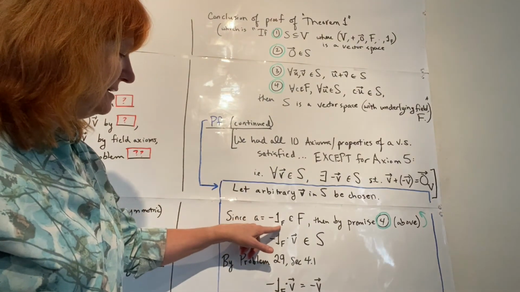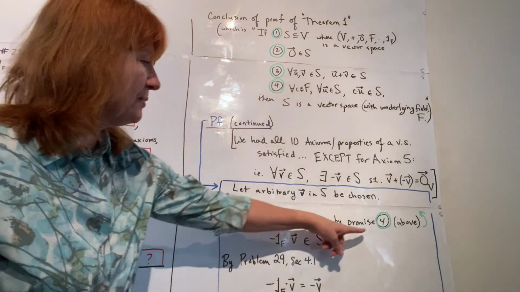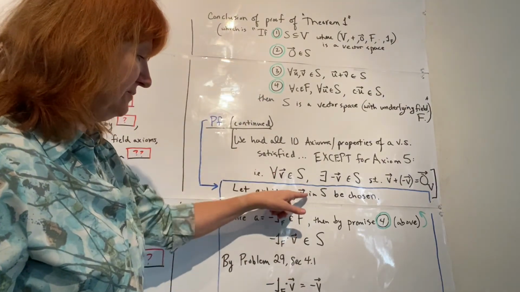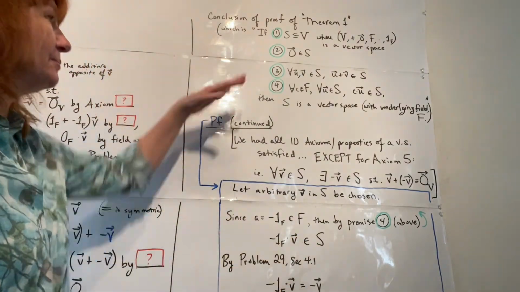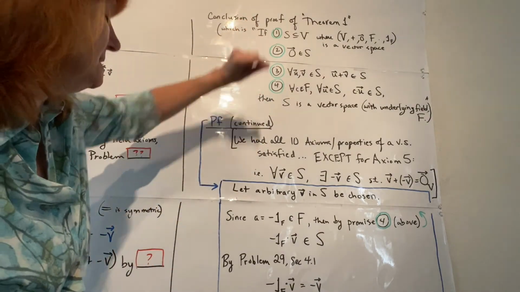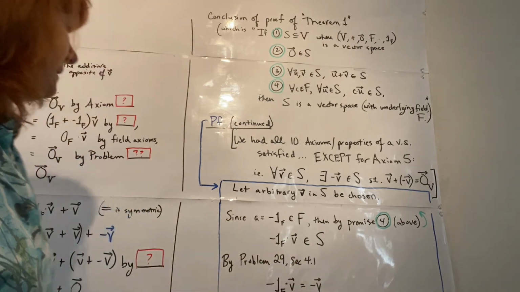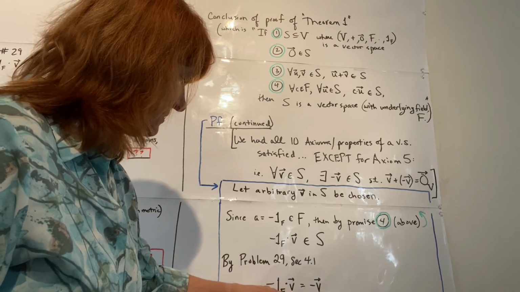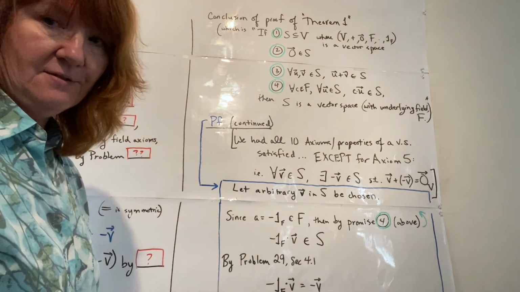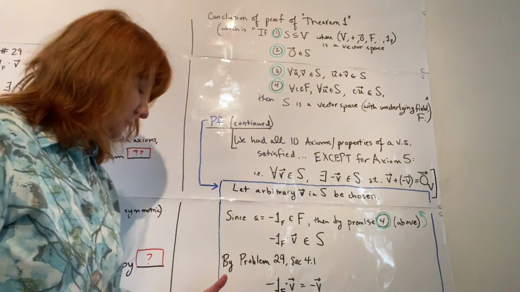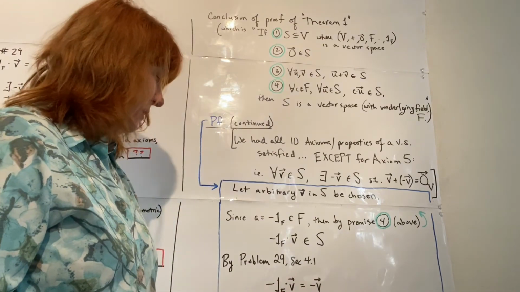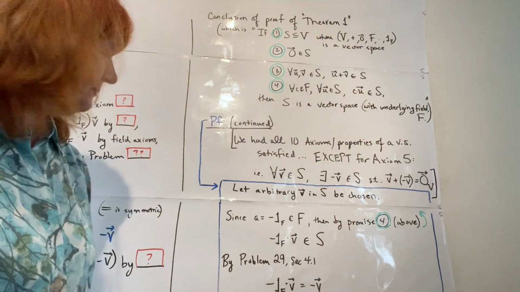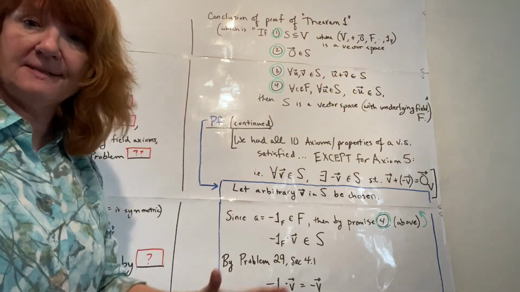Since the opposite of 1 in F is a scalar in the field, then by premise 4 up here, which we get to assume, we have that negative 1 times that arbitrarily chosen vector v is in S. That's our premise; we get to assume these 4 premises. By problem 29 in section 4.1, negative 1 times the vector is equal to the additive inverse of that vector. Therefore, for all vectors in S, its additive inverse is also in S, right? This is equal to that, and that is in there. Therefore, a subset satisfying these 4 premises only is itself a vector space.